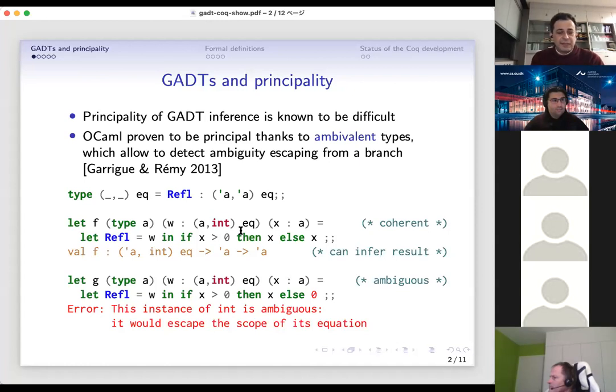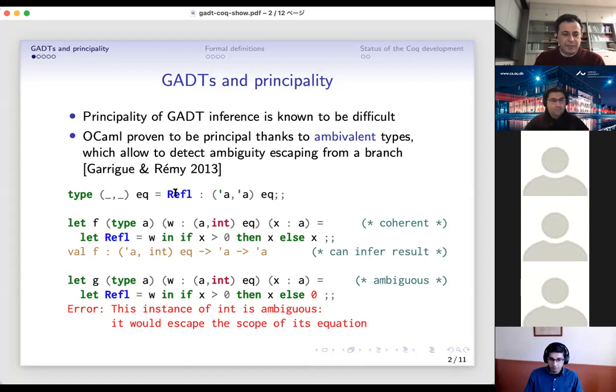But in OCaml, we could prove that we could do inference and still be principal by using a concept of ambivalent types, which allow detecting ambiguity escaping from a branch in pattern matching. Here, I'm giving you an example. So we can define equality as we would define it in Coq. And now, suppose that I have a function that receives a witness. So in order to be able to receive an equality witness between A and int, we must first introduce A as a rigid type variable.